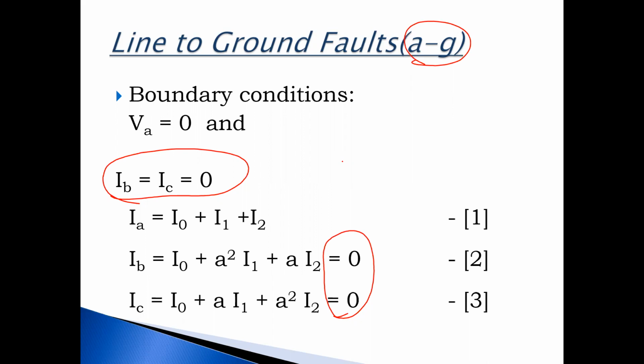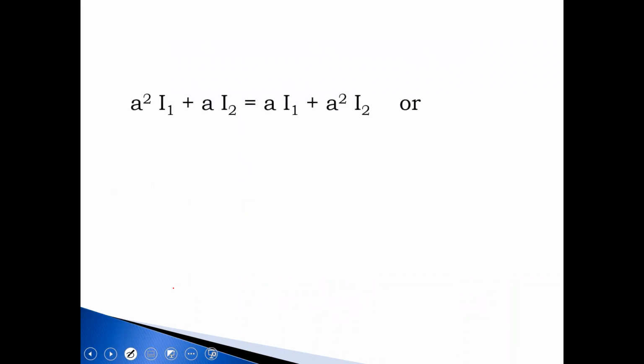All right, so if this is true, then if we simplify these equations, since these are both equal to 0, since IB is equal to IC, I can set those two expressions to be equal to each other. And from that, I0 would be eliminated, yes? So what we have left is that A squared I1 plus AI2 is equal to AI1 plus A squared I2.